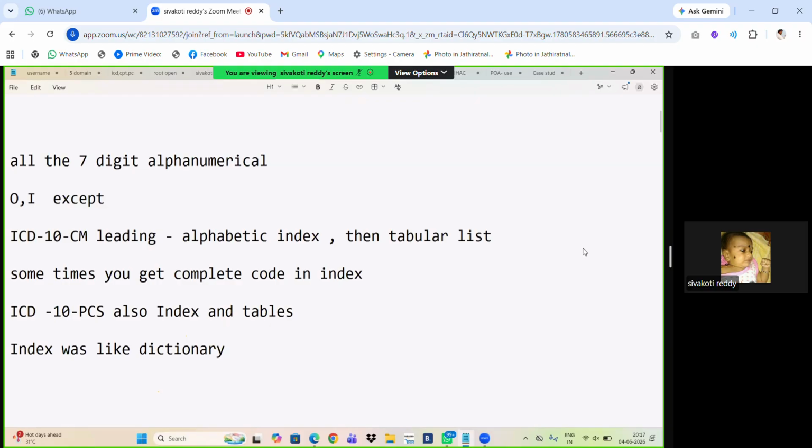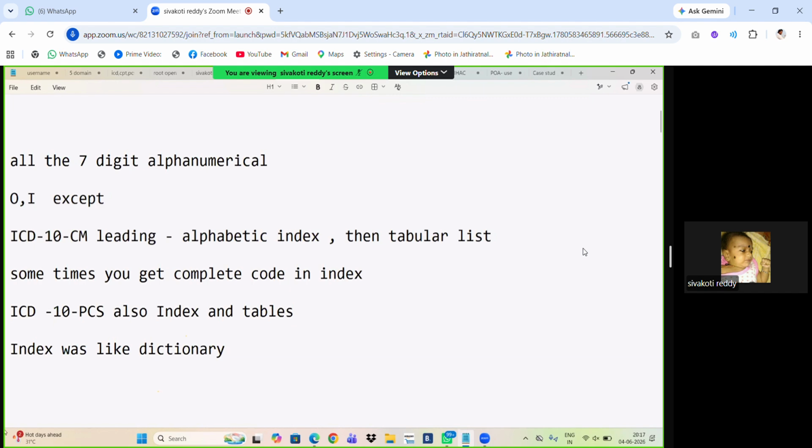You get the procedure names in alphabetic order, A to Z. Then for the remaining characters, we need to go to the tables. Sometimes if you get 7 digits in the index, that's the procedure. In ICD-10-PCS also, sometimes you will get the complete code in the index. Sometimes we need to go to the tables for the remaining characters. Out of 7 digits, you will get a minimum of 4 characters in the index. For the remaining characters, we need to use the tables.